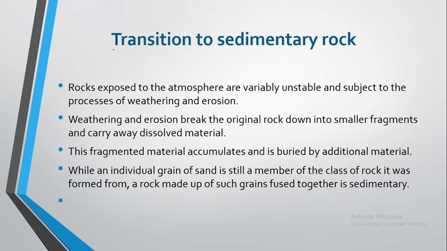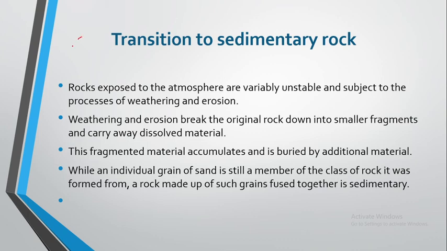This fragmented material accumulates and is buried by additional material. What will happen? If a particular material is broken down and transported to some other areas, it will be replaced by other materials, and this continues for a particular area and it will be converted into another kind of rock. An individual grain of sand is still a member of the class of the rock it was formed from; a rock made up of such grains fused together is sedimentary.